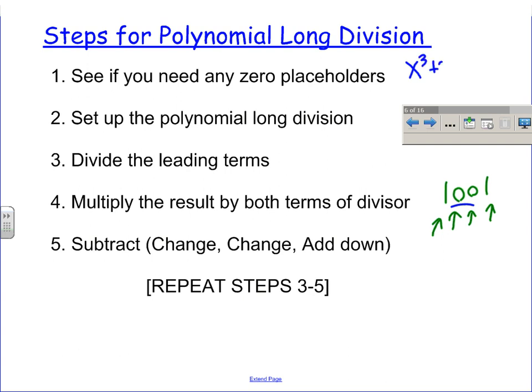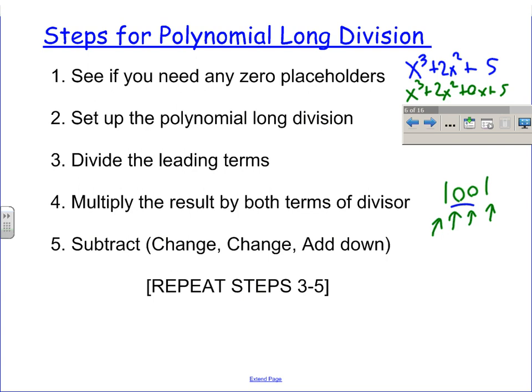x cubed plus 2x squared plus 5, what I would need to do is rewrite it with a zero placeholder because which term is missing? The x term. So it'd be x cubed plus 2x squared plus 0x plus 5. That's what it looks like to rewrite it with a zero placeholder. So that was a good question, Riley.